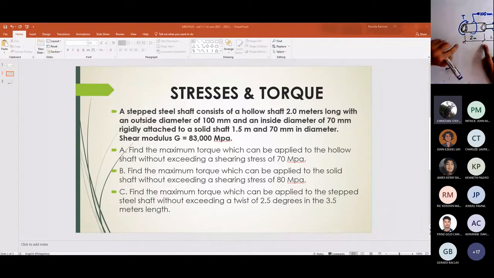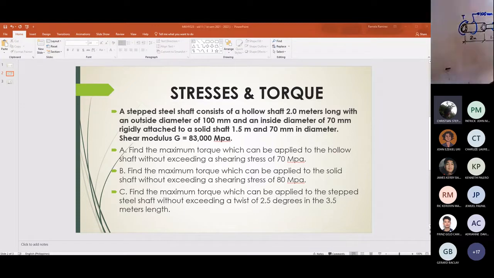So yung hollow shaft natin, according to the problem, is 2 meters long. Ang kanyang inside diameter ay 70 mm, pero ang outside diameter niya, 100 mm. So, naka-attach dun sa hollow shaft, yung solid shaft. Yung solid shaft, 1.5 meters ang haba. Okay, 70 mm ang kanyang diameter. So, there is a given value for the shear modulus, which is 83,000 megapascal.